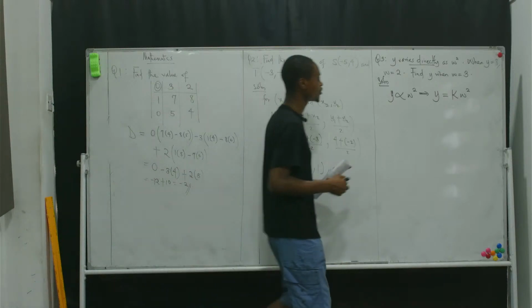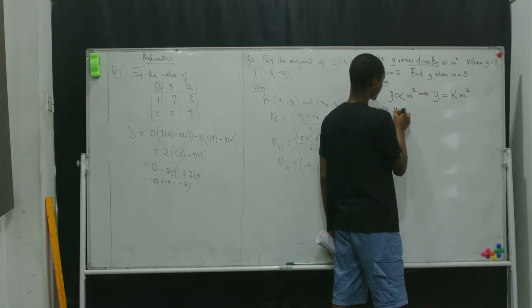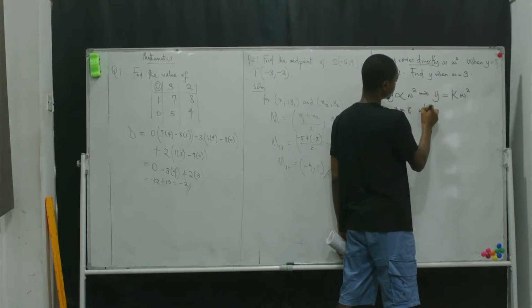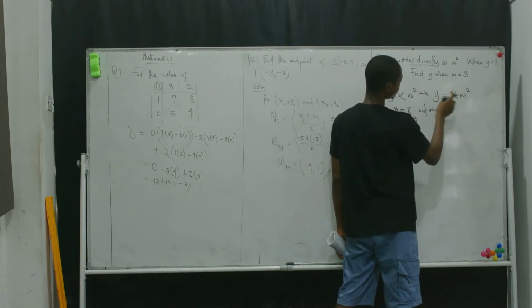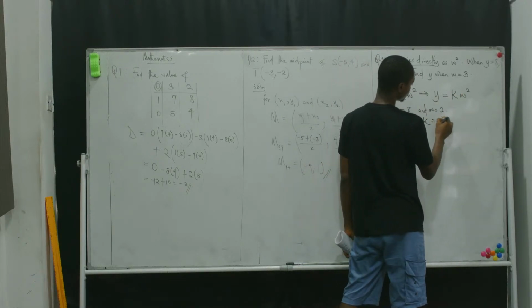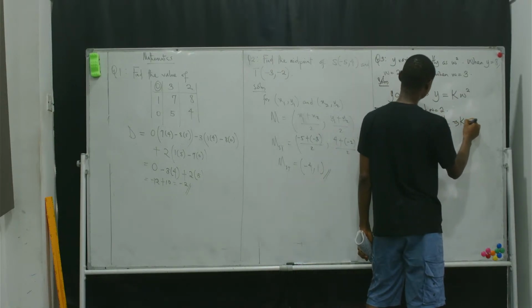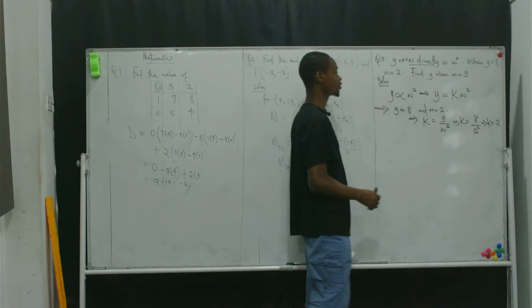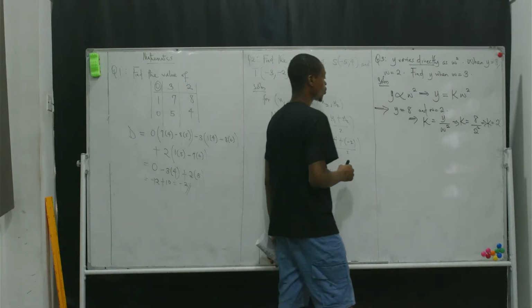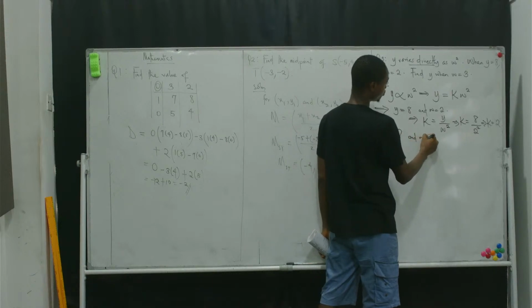Now, your first goal is to find what value that constant of proportionality has. For the first parameters, we have that y equals 8 and w equals 2. If I make k the subject of the formula, k will be equal to y over w squared, which means k is equal to 8 over 2 squared. 2 squared is 4, so k is equal to 2.